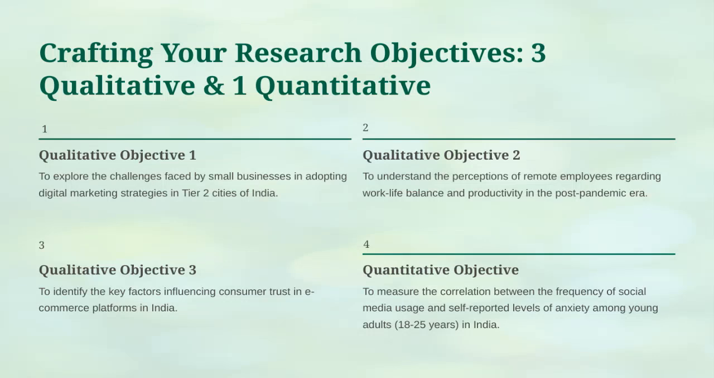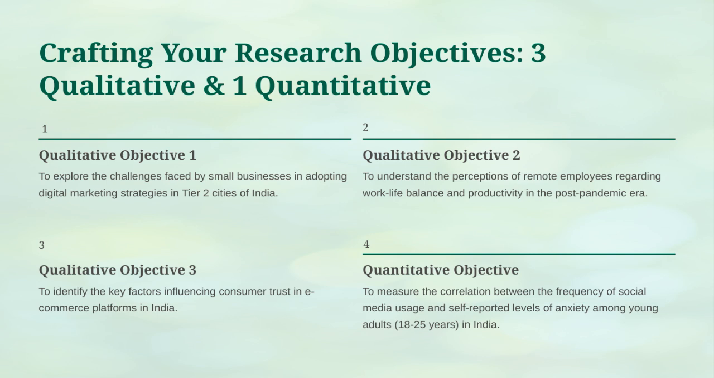On this slide, I want to walk you through how we're crafting our research objectives, which include 3 qualitative and 1 quantitative focus. First, we're looking at the relationship between social media usage and anxiety levels among young adults in India, specifically those aged 18 to 25. This is a quantitative objective, meaning we're measuring and analyzing numerical data to see if there's a correlation there.